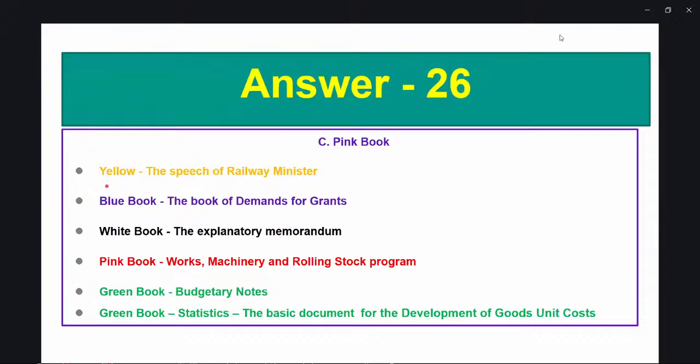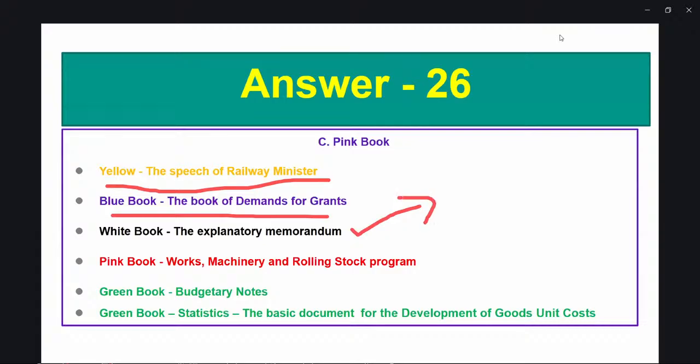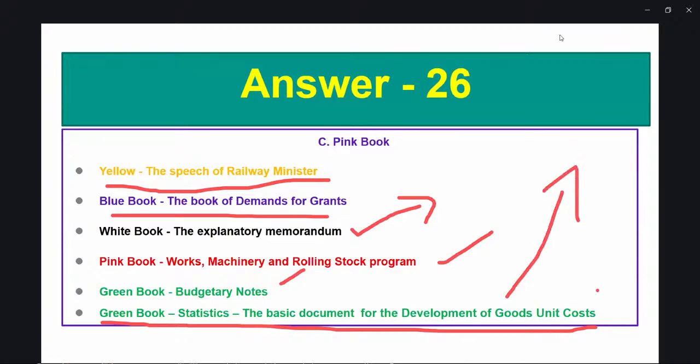Previously, yellow is the speech of railway minister. Blue book is the book of demands. White book, it is still there. Any explanatory memorandum. White book and white paper is very, very important. White paper is the official declaration of the facts by the government of India. That is called white paper. And pink book, demand number 16. Green, this is also important. Green book still it is the statistics, the basic document for the development of the goods unit cost.